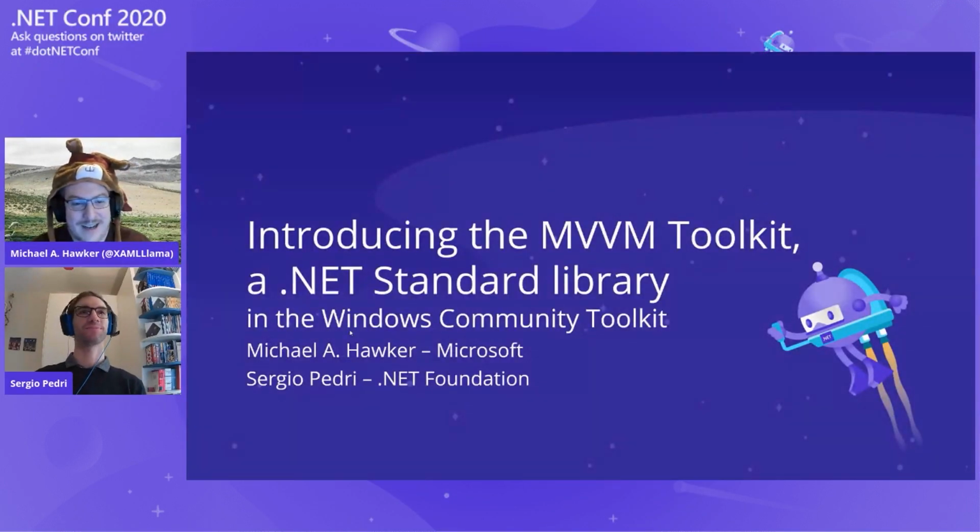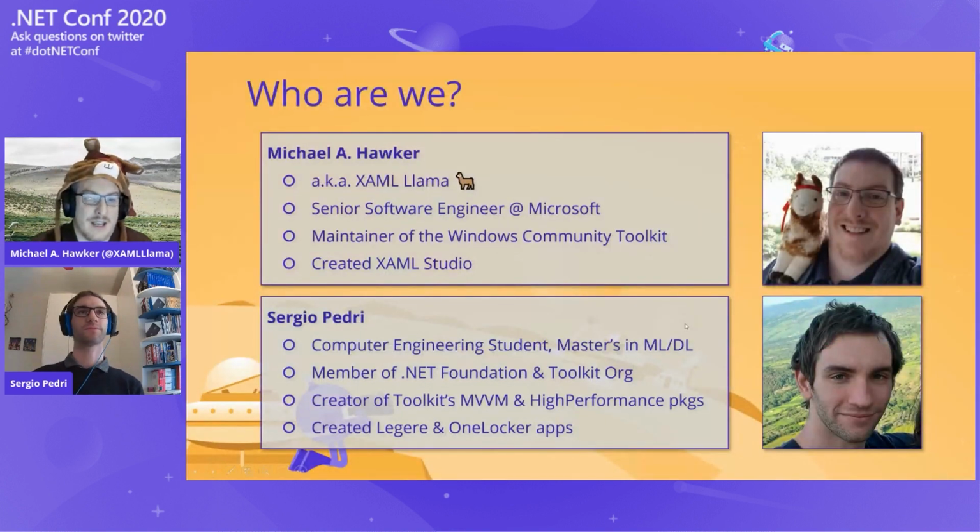Great. So as Leila said, we're introducing the MVVM Toolkit, which is a .NET Standard library in the Windows Community Toolkit. I am Michael Hawker. I'm also known as the XAML Llama, which is why I have this hat. I am a senior software engineer at Microsoft. I am also the maintainer of the Windows Community Toolkit, which we'll talk a little bit about in a moment. I also created an app called XAML Studio, which is a Microsoft Garage project, which you might have heard of.